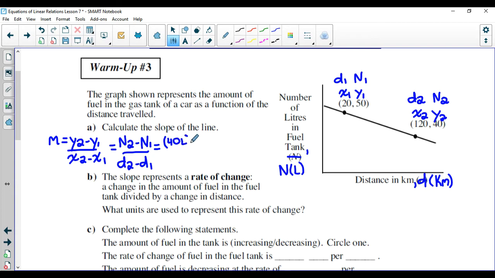So this would be equal to, if you look on the graph here, n2 has a value of 40, and it's being measured in units of liters. So you'd have 40 liters. Subtract n1, which is the y coordinate of 0.1, so that'd be minus 50 liters. Divide this by d2 minus d1. So d2 has a value of 120 kilometers. Subtract d1, which has a value of 20 kilometers.